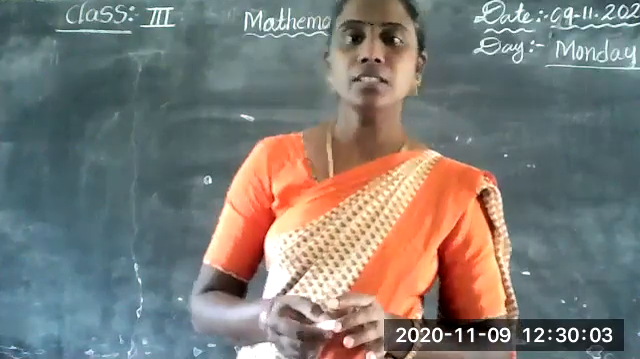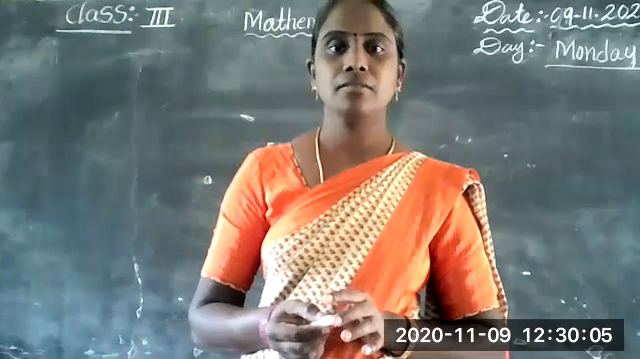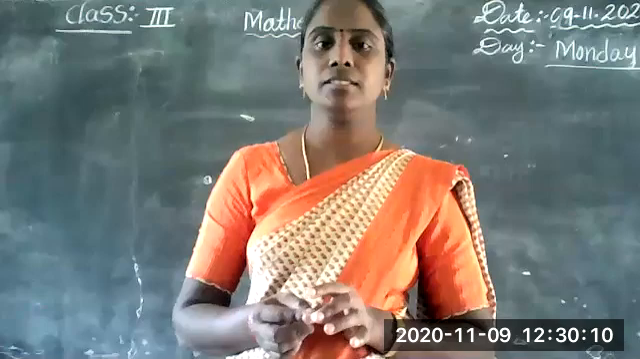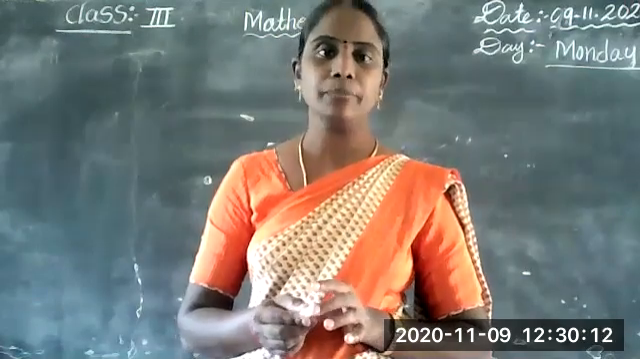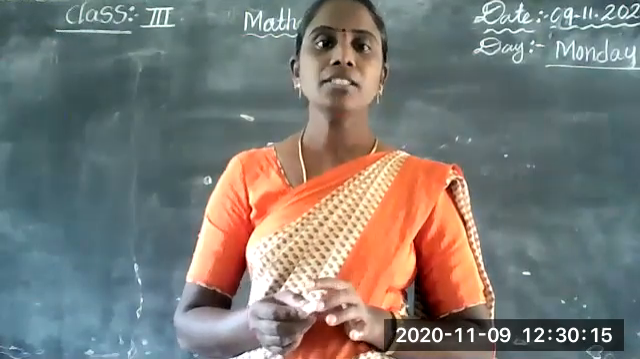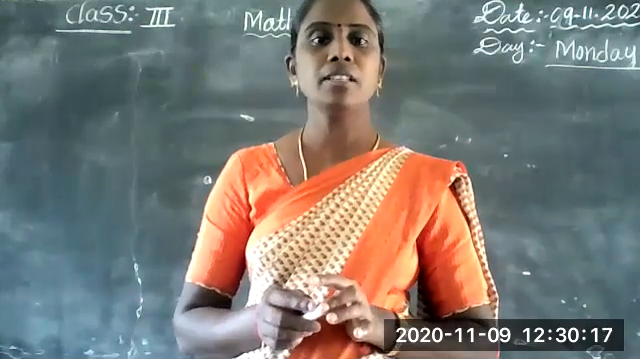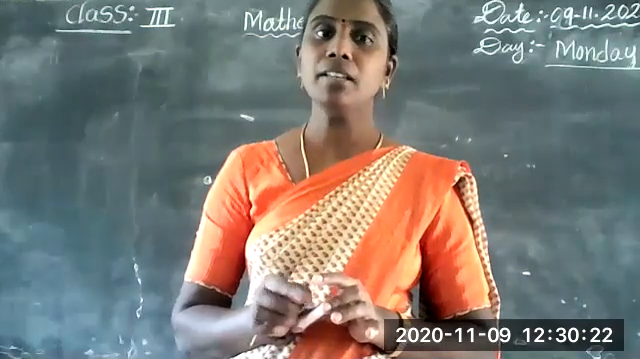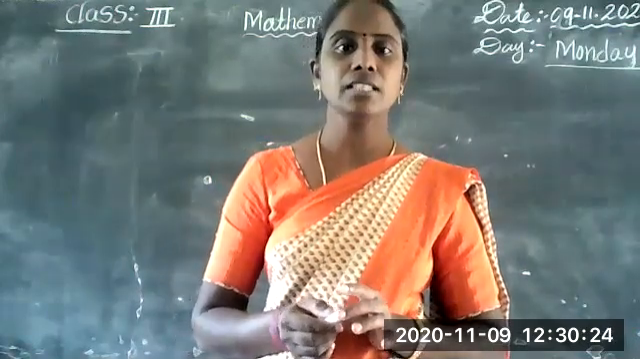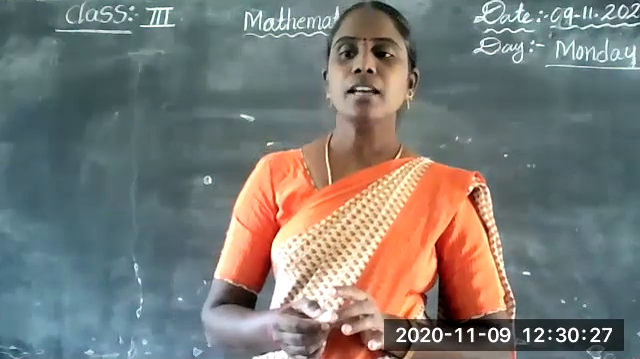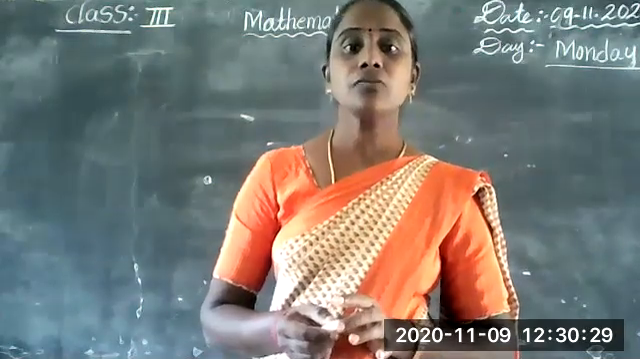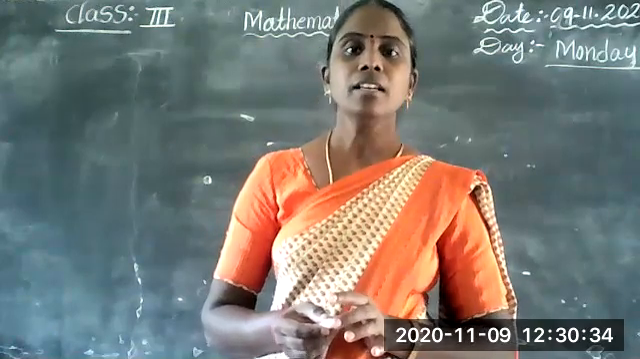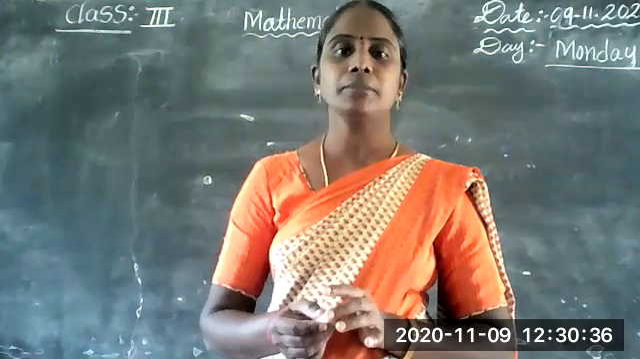In previous classes, we learned multiplications: exercises 5.3, 5.4, 5.5, and 5.6. Multiplying a two-digit number by a one-digit number, a three-digit number by a one-digit number, and a four-digit number by a one-digit number. In yesterday's class, we learned that. In today's class, exercise 5.7. Now I am going to explain exercise 5.7.